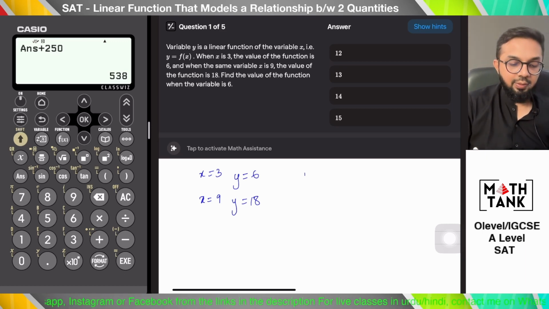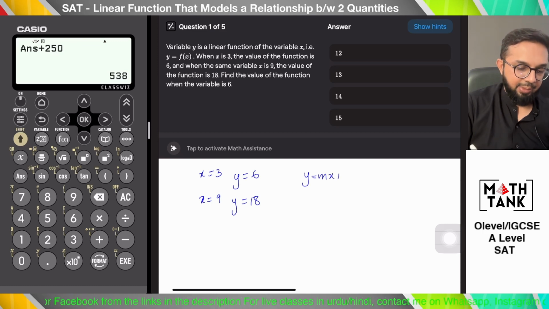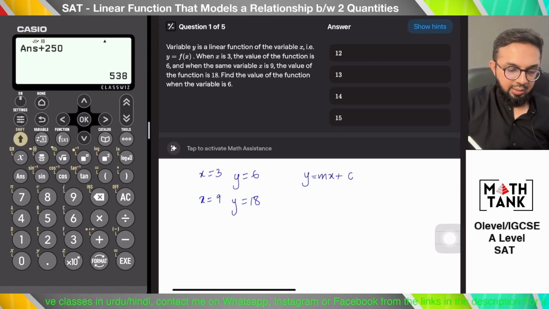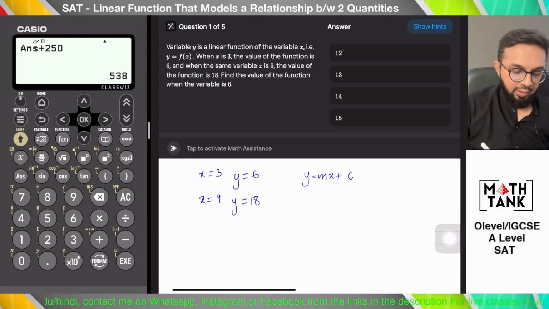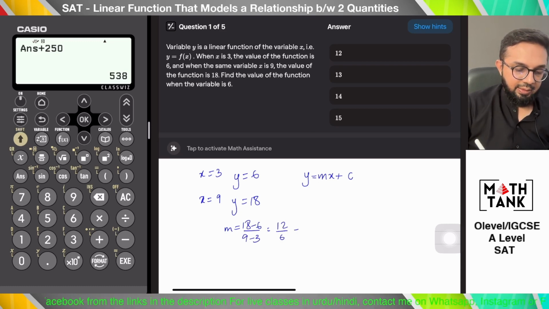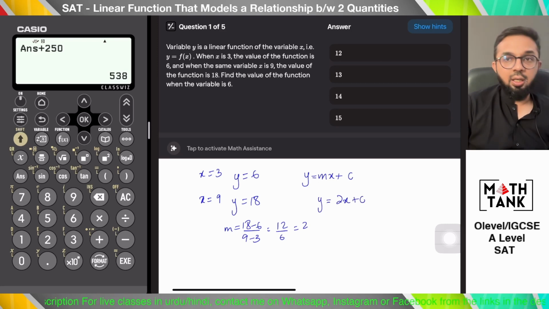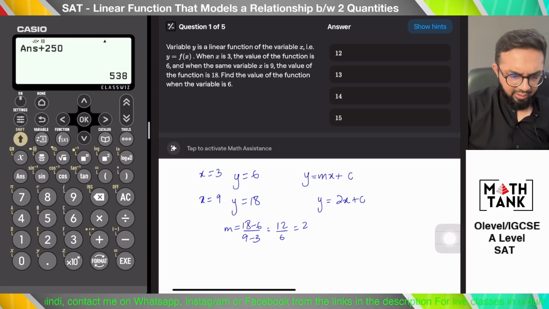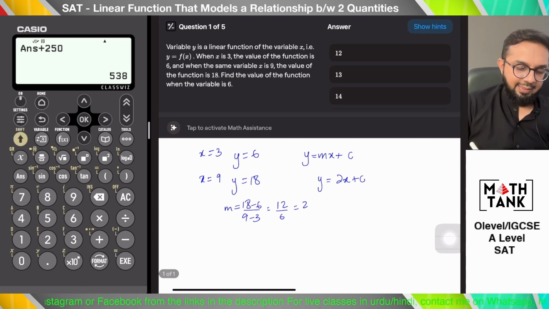So I know it's a linear function, so I'm going to say that it works in mx plus c. I know that there is going to be a change involved, so I'm going to find out m first. 18 minus 6 over 9 minus 3. That's 12 over 6. That's 2. So y equals 2x plus c. So every change in x brings 2 units change in y. I could do that directly and say that my answer should be 12. But I will solve this completely for you.